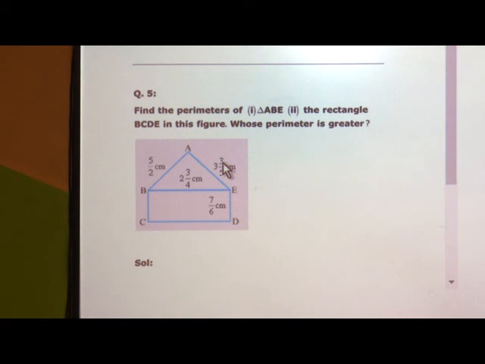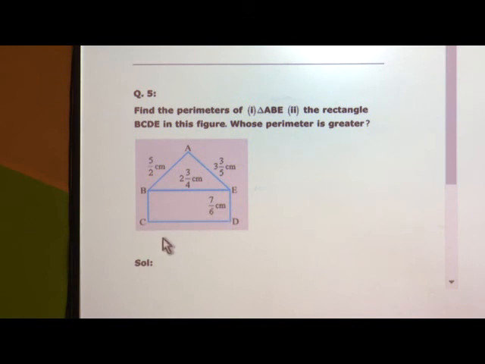Using the formula for the perimeter of a triangle, we have to find out the measures of that triangle. Another question is, we have a rectangle, that is BCDE. The rectangle given in the figure is BCDE. We have to find the perimeter of the triangle as well as the perimeter of the rectangle, and out of these, find whose perimeter is greater.